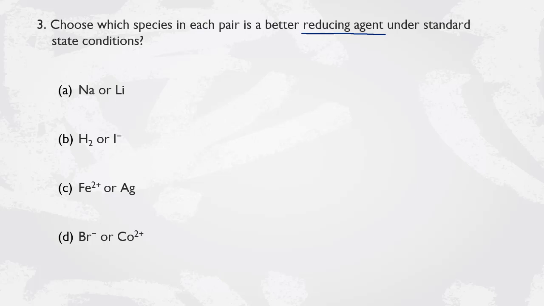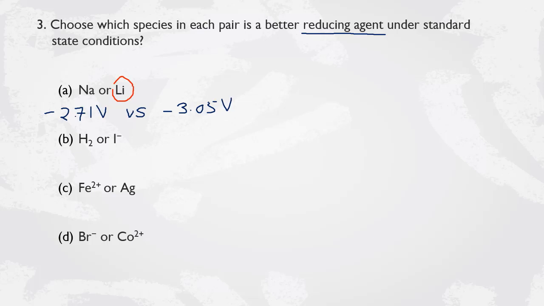So for Na, which is sodium, we're going to have a value of negative 2.71 volt, while lithium with E naught value of negative 3.05 volts. So between these two, who's got the more negative value in terms of E naught? Lithium. So we're going to have lithium as the species which acts as a better reducing agent.